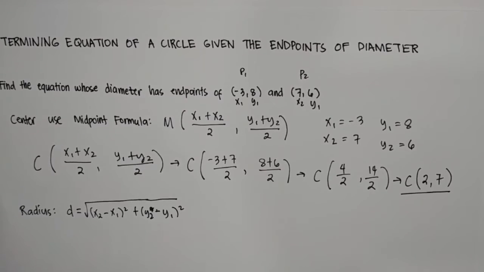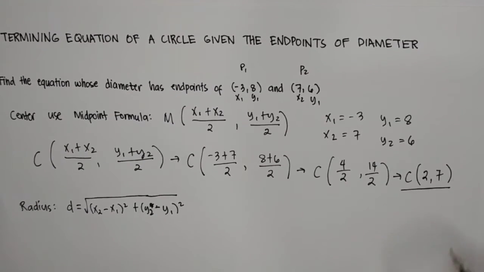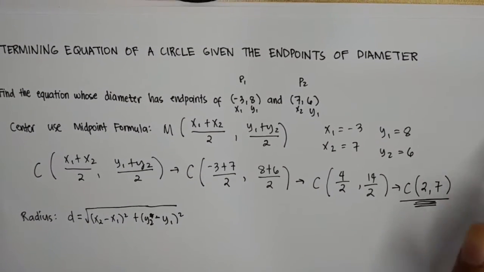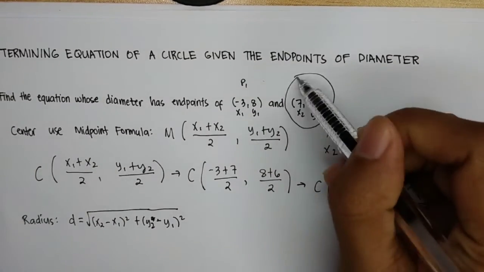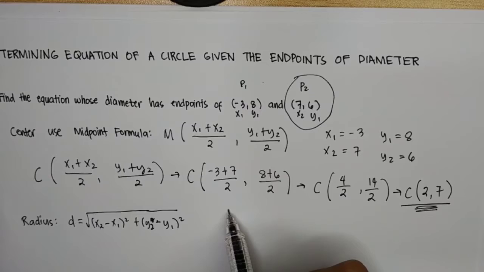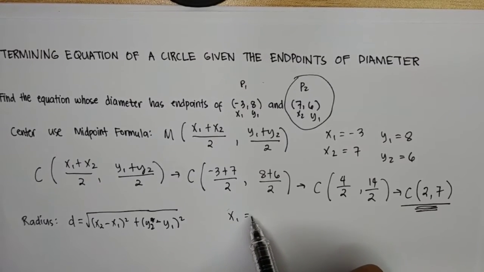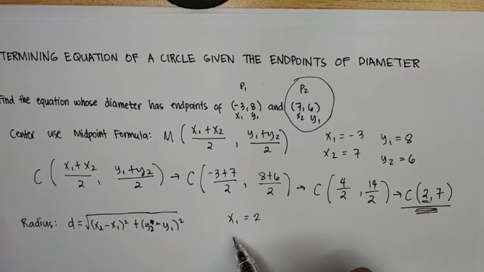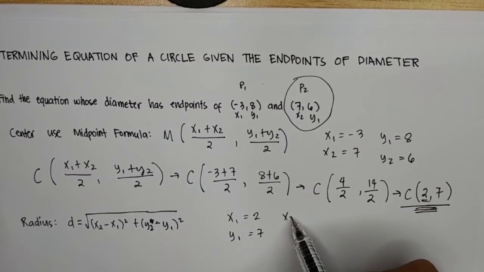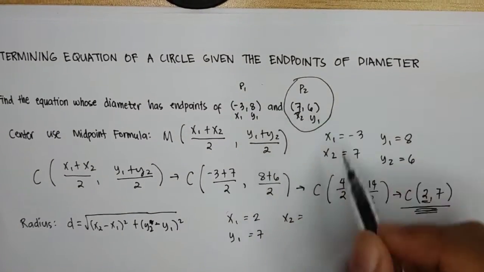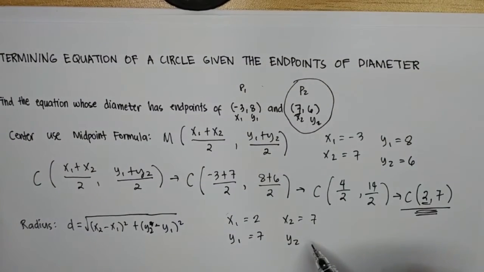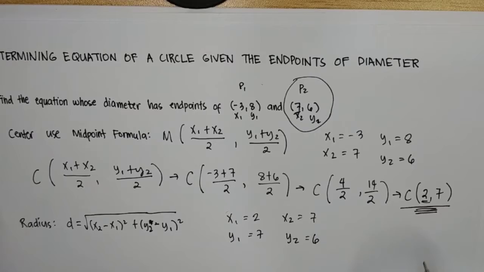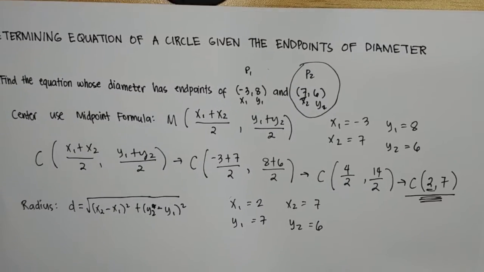Again, let's use our center as our point 1, and any of the endpoints will be our other point. So let's have this one as our P2. Our x sub 1 will be 2, that is from our center. Yung y sub 1 natin is 7. Then x sub 2 natin, we have yung isang point dito, we have 7, and the y sub 2 natin is 6. So yan yung mga given natin.